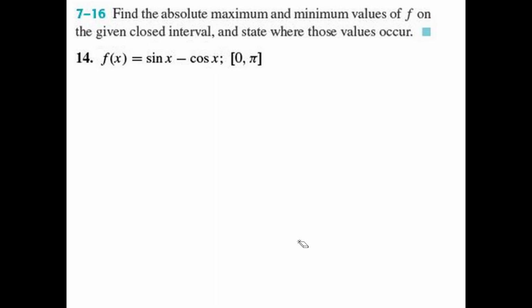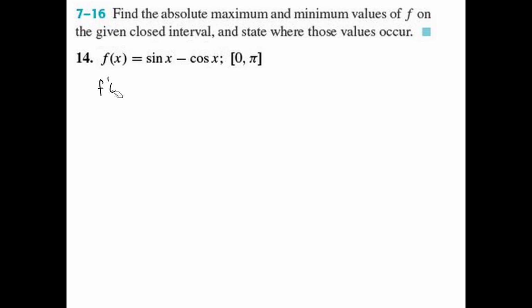We'll now do a little trig. Find the absolute maximum and absolute minimum values of f on the given closed interval and state where those values occur. Again, we're just looking for the absolute max and the absolute min. We don't need the relative max and relative min. So we don't need sign charts, right? We just need to find the derivative, find the critical points, make a table. So let's go on to do that.